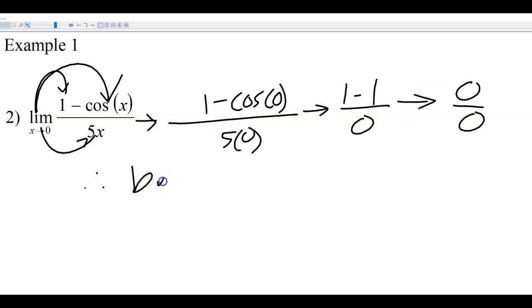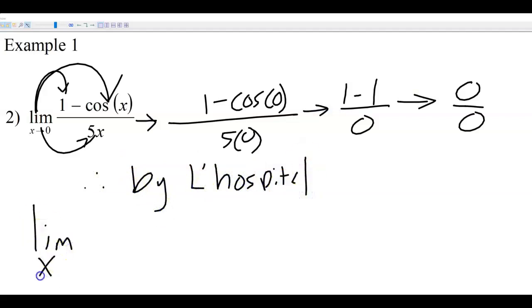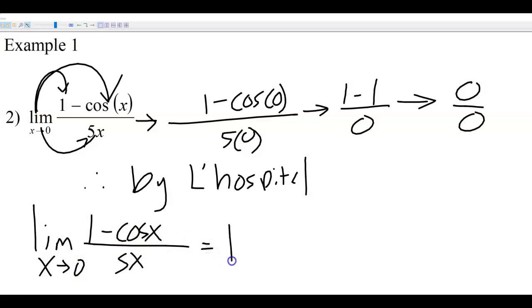So therefore, by L'Hopital, we can say that the limit of our original function is going to be equal to the limit of the derivative of the top and the derivative of the bottom. So the derivative of the top, the 1's going to go away. And the derivative of cosine is negative sine, but it already has a negative in front of it. So that's like a double negative, and it just becomes positive as a result of that. And the derivative of the bottom is 5.